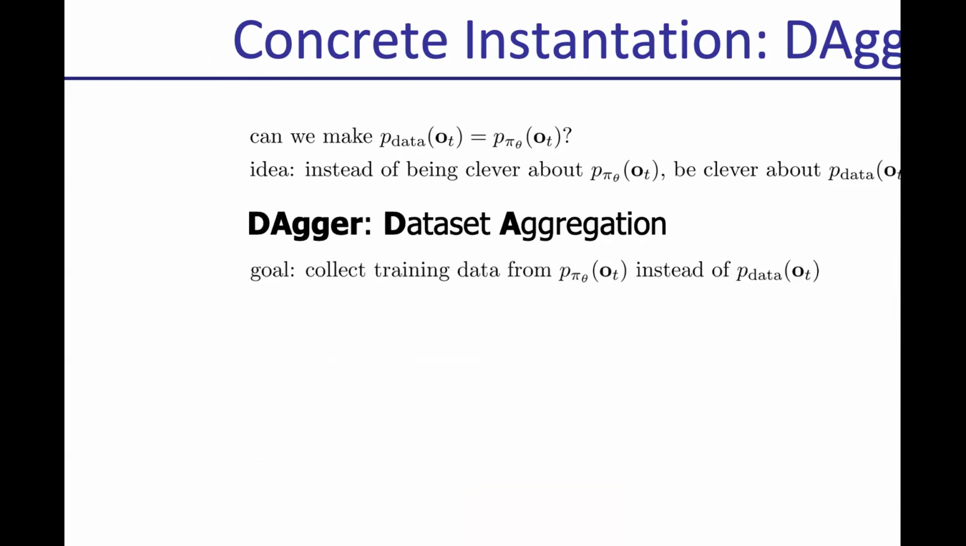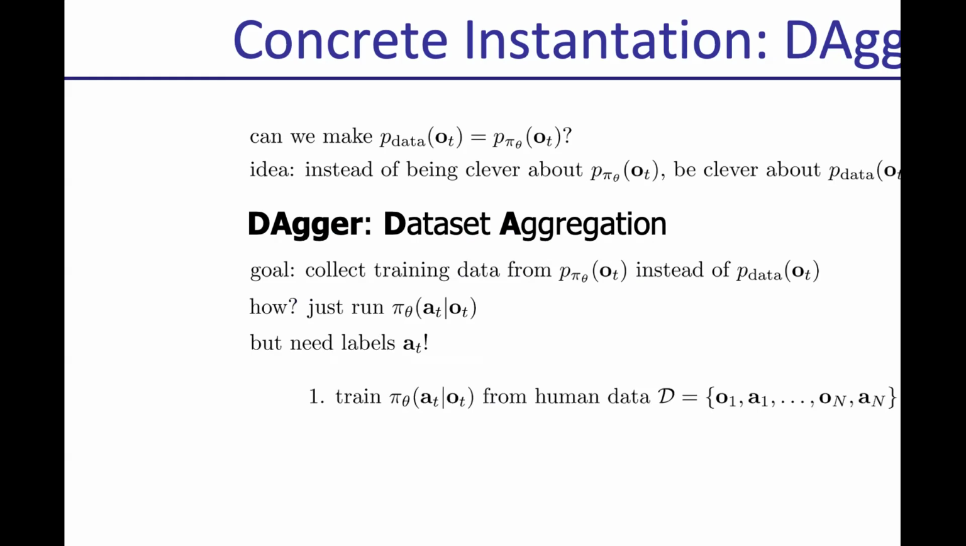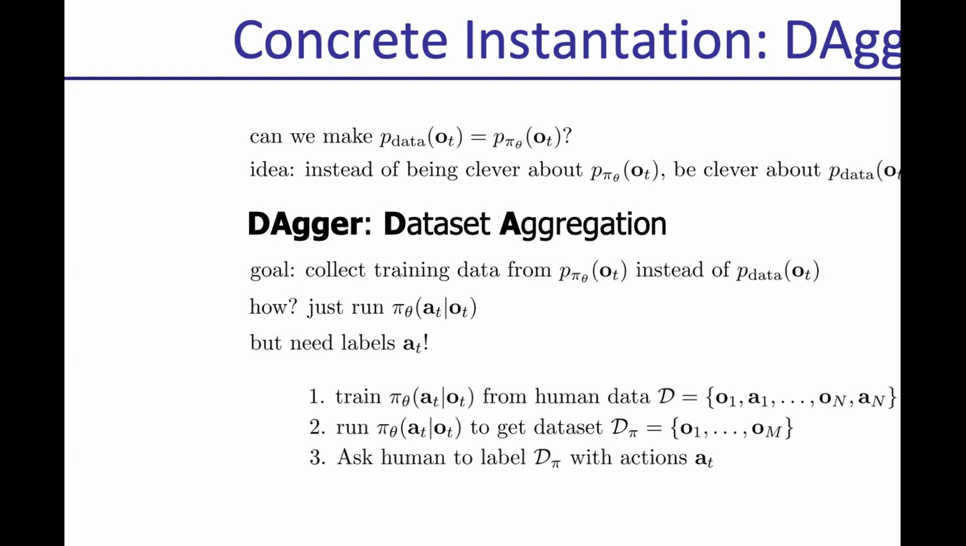What we're going to do is start by collecting some training data from the expert. We're going to do behavior cloning, so we train with behavior cloning from the human data. We're then going to run our policy in the world. When you run your policy in the world, you get a sequence of observations. You then ask the human to label the sequence of observations you just visited with the true actions. You then add those back into your data set and repeat, right?